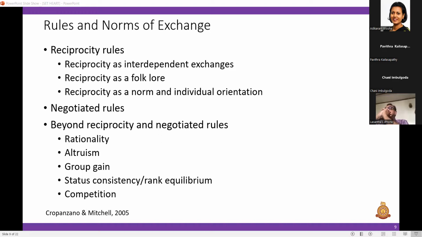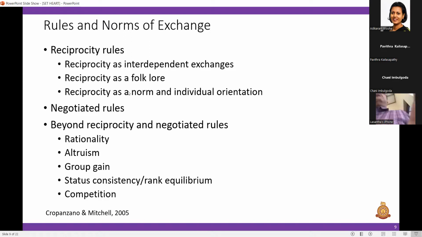The other characteristic is reciprocity as a norm or an individual orientation. Now, this is very important. Although social exchange theory, as a positivist theory, is a universal theory applicable to any culture or society, in terms of this interdependent exchange that people will feel obligated and will reciprocate what you have done for them, that reciprocity actually depends on this norm of reciprocity, or this individual orientation.